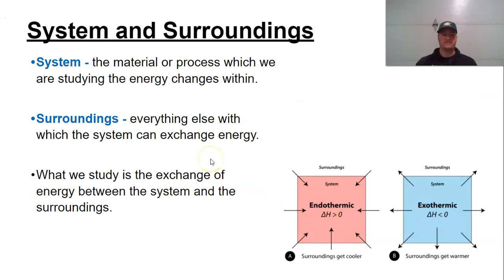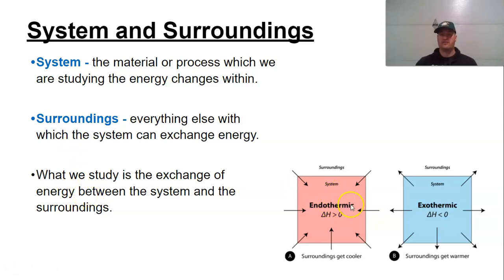So you might say system and surroundings. What does that really mean? So the system is usually the chemical processes we're thinking about and looking at. Surroundings is everything else in the entirety of the universe, but we're usually thinking about the near surroundings. And so all the things we study with energy is the system and the surroundings.